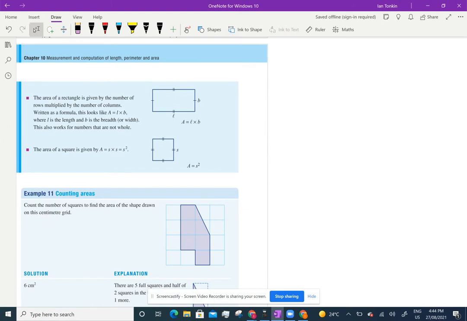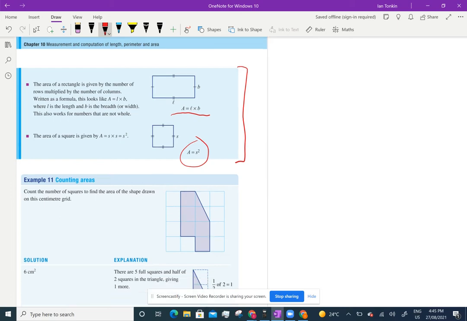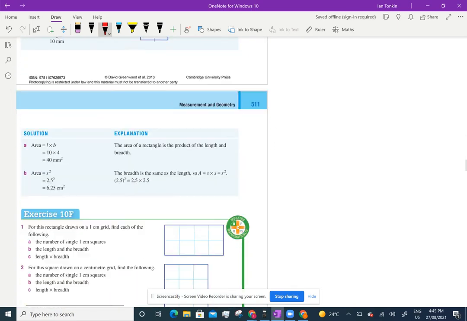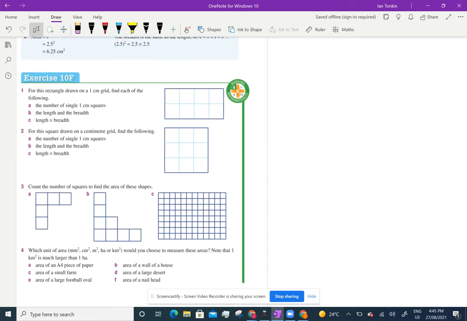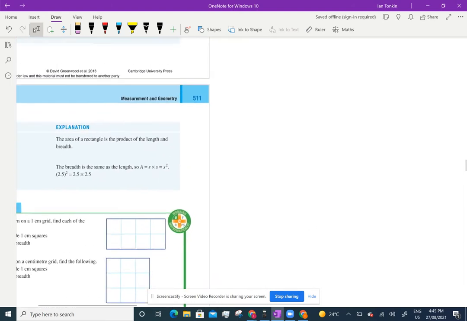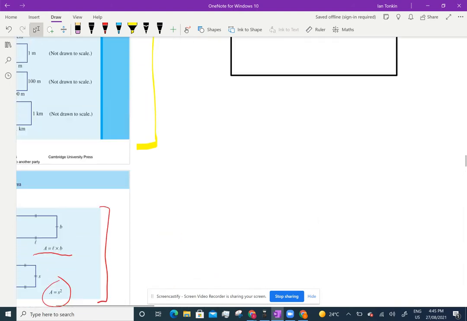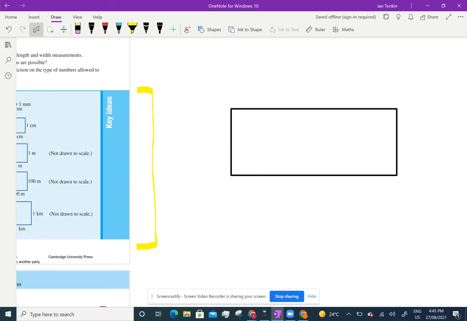Now, they give a formula for area here, which is all well and good, but I don't want to use that. They also talk about a square. We're going to talk about that a bit later. We're not going to use that either. I'm going to show you how we develop the area of a rectangle. So you'll notice that in this exercise, we go straight to questions 3 and 4, which you can do verbally. But I want to talk about, how do I find the area of a rectangle? How do I find out how many squares?